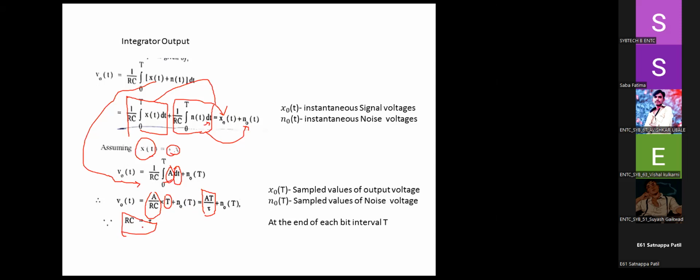And then we have the noise also being sampled at the time interval. So simply, this particular value is related to the sampled values of the output voltage, and n0 of capital T is the sampled value of the noise voltage. And this occurs at the end of each bit interval.